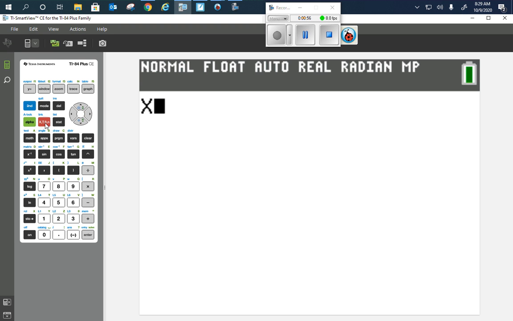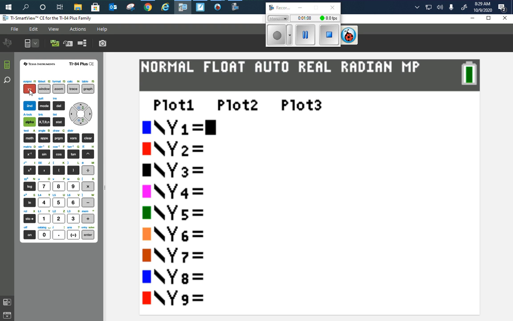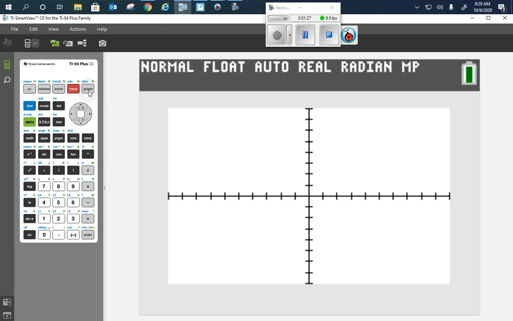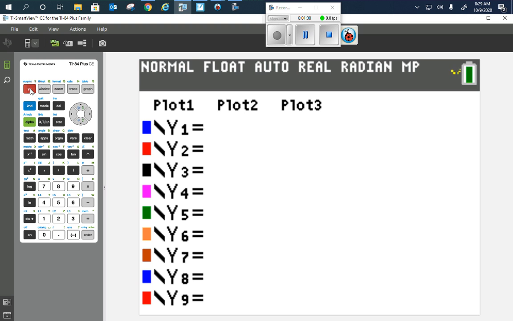We will be using this x variable, that's your x, t, theta, or n, depending on what you're in. And you're also going to be using this y equals button to type in equations. The nice thing about this calculator, the CE, is that the y1 will graph in blue, the y2 will graph in red, and so on, so you'll see the different colors. And we'll be using these up here also. I'll talk to you about window, zoom, trace, and graph. We'll talk about all of those.